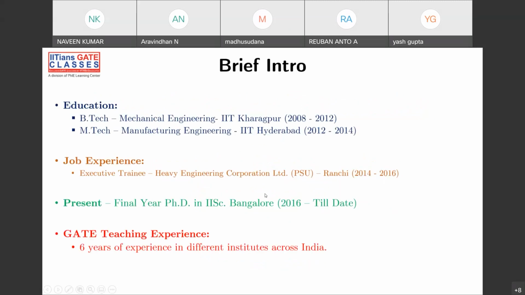This is a brief intro of mine. I did my bachelor's from IIT Kharagpur and then master's from IIT Hyderabad. Then I worked in a PSU, Heavy Engineering Corporation in Ranchi, as an executive trainee for 2 years, and then I left my job. I came here to IISc to pursue a PhD, and I'm in the final stage of my PhD. Coming to GATE teaching experience, I have 6 years of experience teaching across different institutes in India. So this is my brief intro.